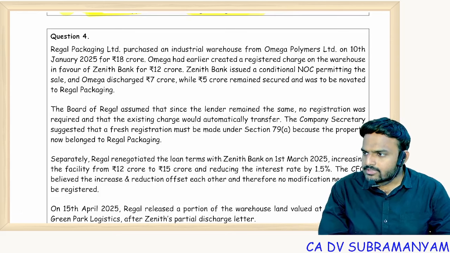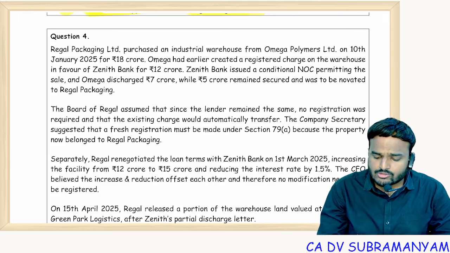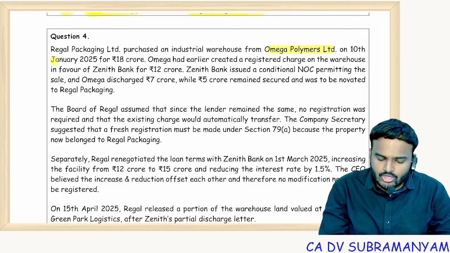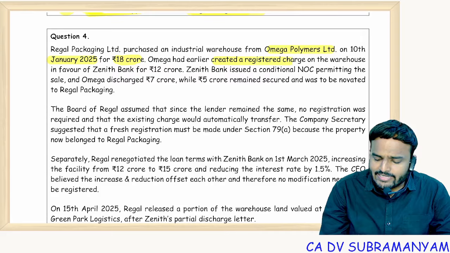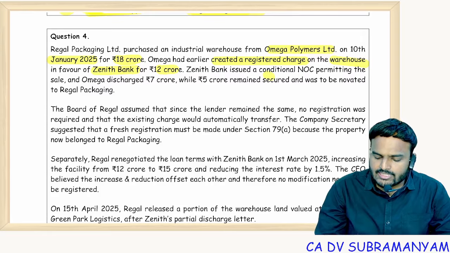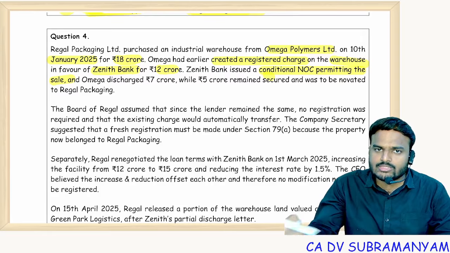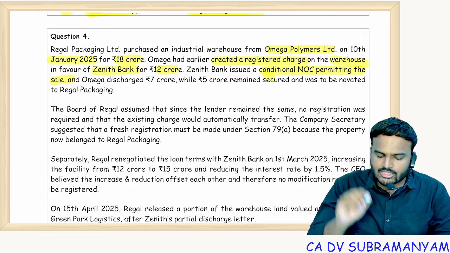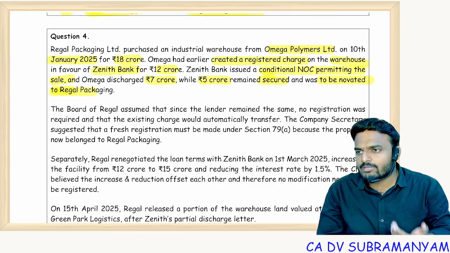Regal Packing Limited purchased an industrial warehouse from Omega Polymers Limited on 10 January 2025 for 18 crores. Omega earlier created a registered charge on the warehouse in favor of Zenith Bank for 12 crores. Zenith Bank issued a conditional NOC permitting the sale. That means only with permission did they sell this property which was covered under a fixed charge. Omega discharged 7 crores while 5 crores remained secured and was to be novated to Regal Packing. Novation: a new contract in the place of the old contract.